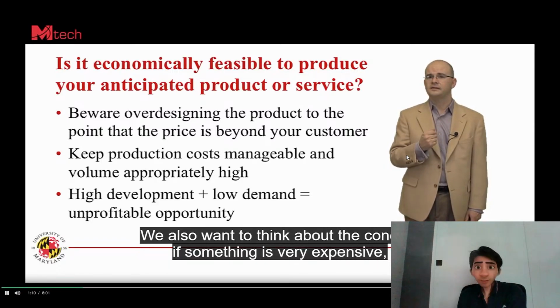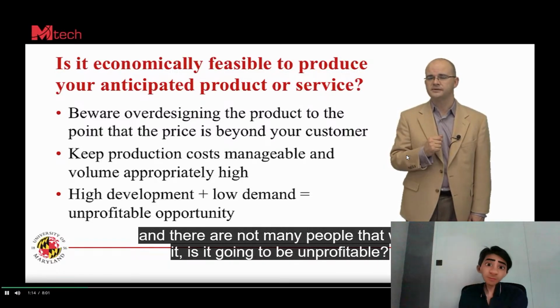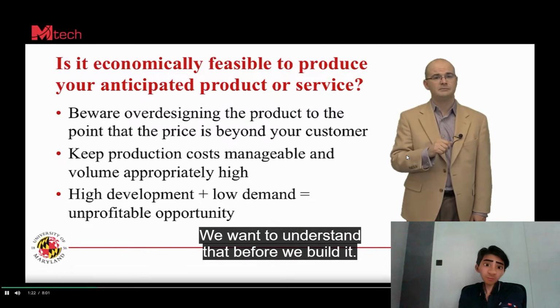We also want to think about the concern of if something is very expensive and there are not many people that want it, is it going to be unprofitable? So again, a critical question to answer. We want to understand that before we build it.